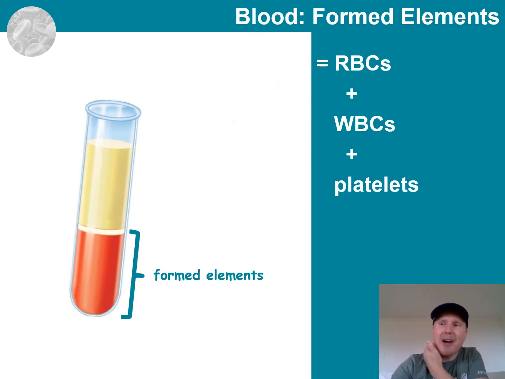That completes our review of the formed elements of the blood. And you remember that we were able to separate the plasma and formed elements by spinning the blood sample in a centrifuge so that distinct layers appeared.